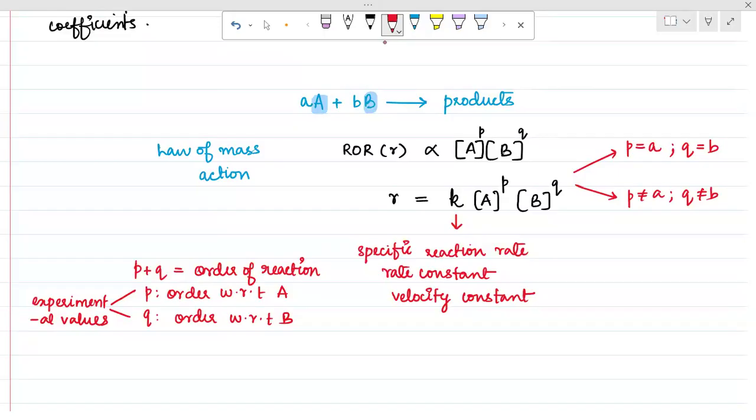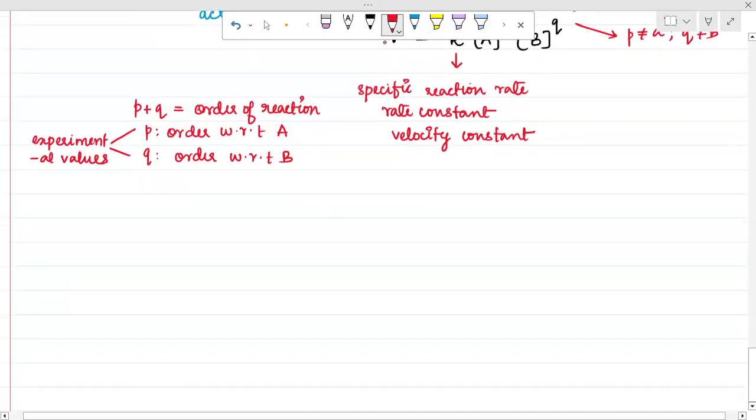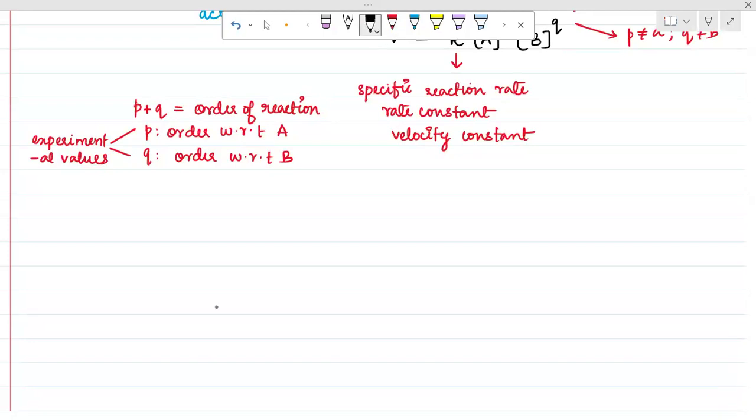Now, if you want the order with respect to A, that is just P. And if you want the order with respect to B alone, that is Q. The proportionality constant is called the rate constant. That's all. This is the law of mass action. Okay? You need not learn whatever I'm writing now. It is just for your understanding. You need not mug up or learn it by heart.